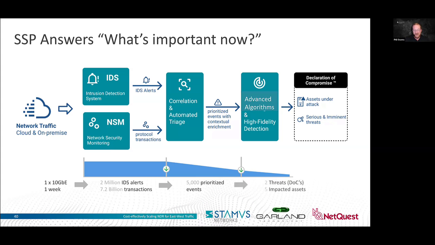So you can see here, we had 1 gigabit Ethernet over a week at a customer location. They generated 2 million IDS alerts, 7.2 billion protocol transactions. Those were prioritized in the center there to about 5,000 events, which then turned into 5 impacted assets with 2 declarations of compromise. So really pointing out the capability of reducing the amount of data. All that data is still available if you want to go back and you're doing your investigation, or you need it for forensic purposes.